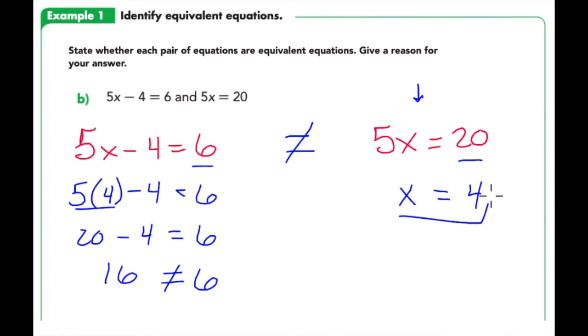This one was x equals 4. This one over here, we don't know what that was. We could figure it out if we wanted to, and it would actually be x equals 2.